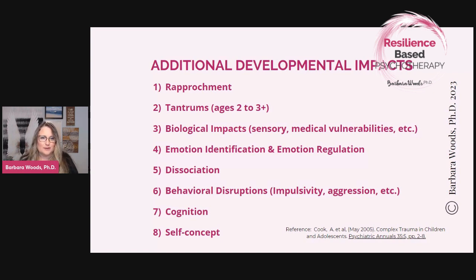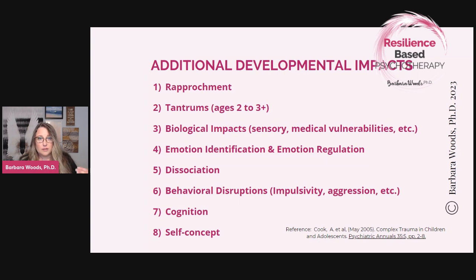Tantrums, those wonderful things that should be happening between ages 2 and 3, a little above 3. These are extremely important to know if the child you're working with has had tantrums during this time. A lot of parents will say, I don't know what happened. He never had tantrums and he was such a good child. And then now all of a sudden in elementary or high school, there's all these problems.